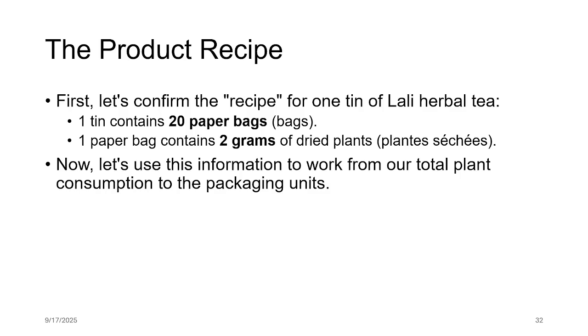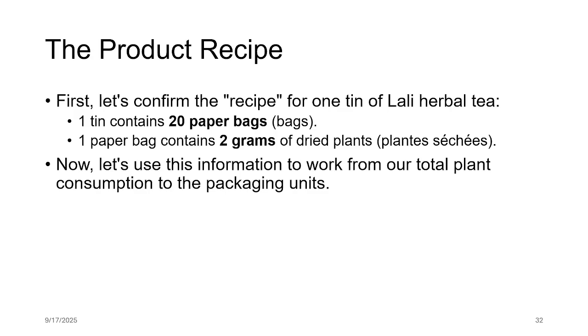Before we go to how to calculate, we have to look at the production process step by step and how we can calculate all of the quantities. First, let's confirm the recipe for 1 tin of Lily herbal tea. We know that 1 tin contains 20 paper bags, and 1 paper bag contains 2 grams of dried plant sachet.